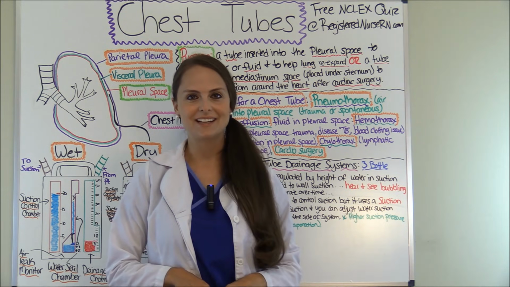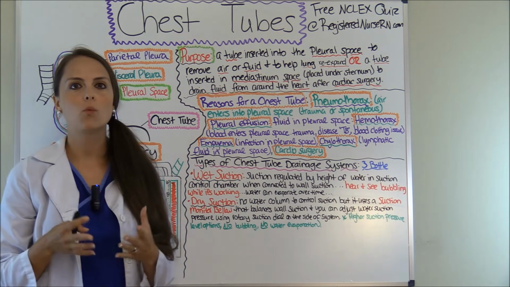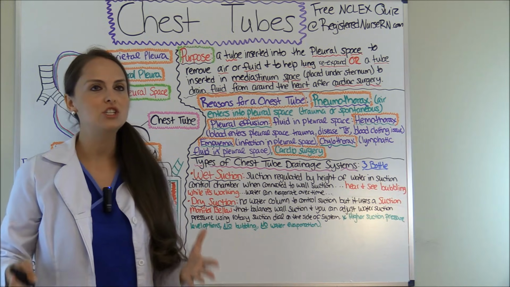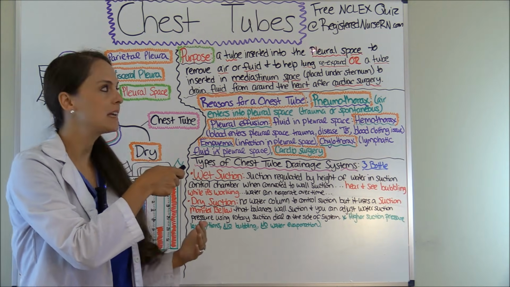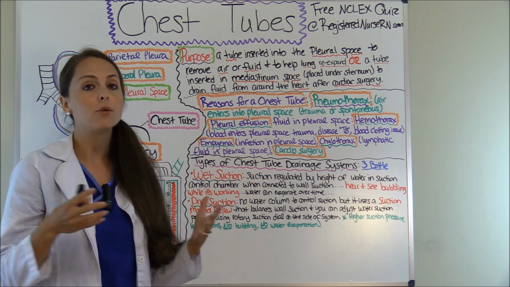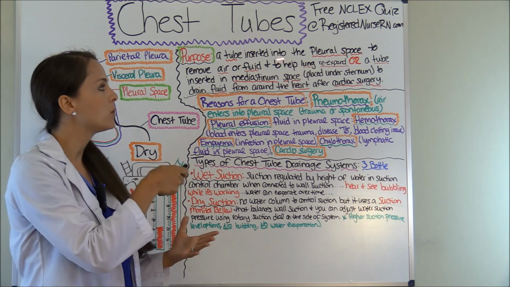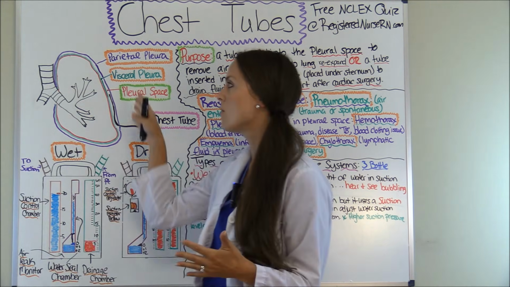So let's get started. First, let's start out talking about the purpose of a chest tube. What is it and what does it do? It is a tube that is inserted into the pleural space of the lungs to remove air or fluid to help re-expand the lung. So let's look at what it does.